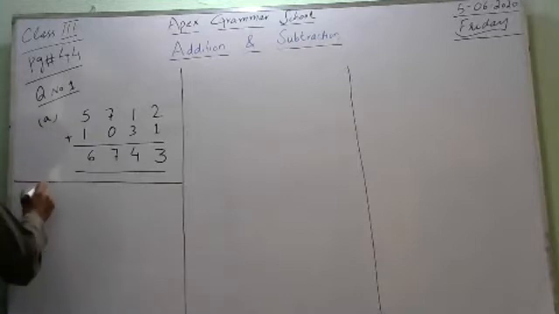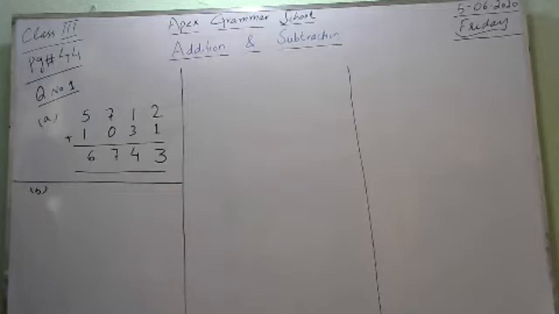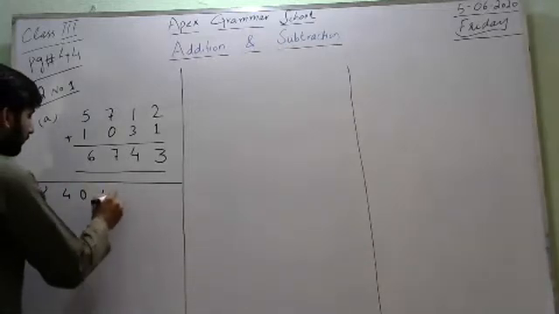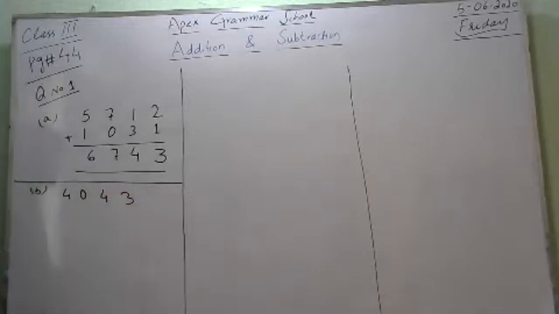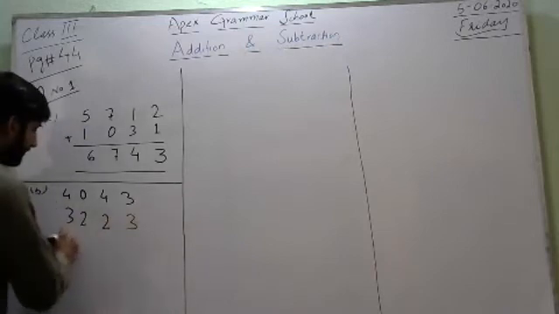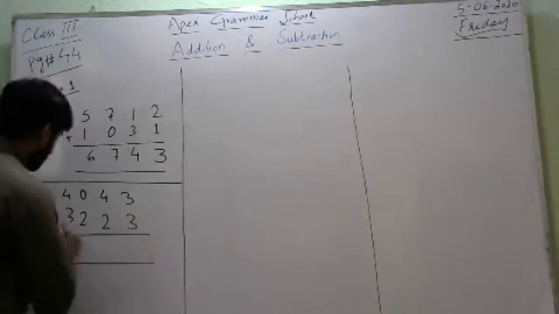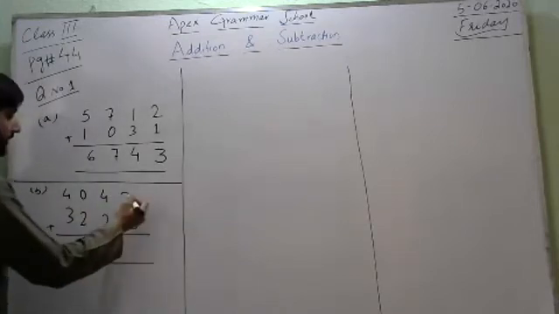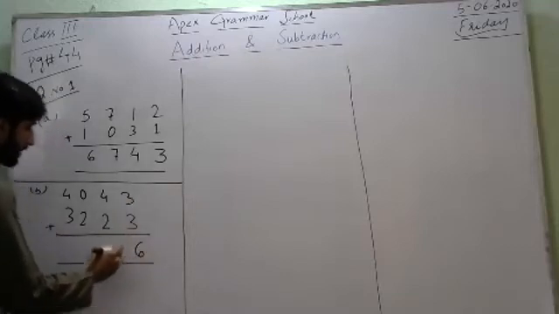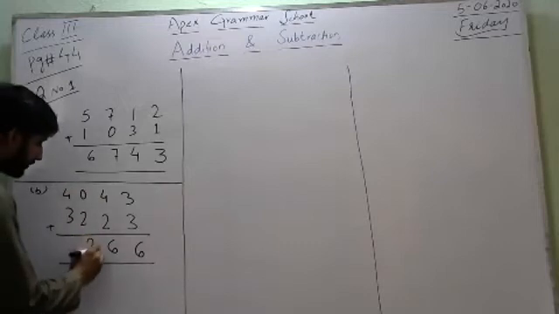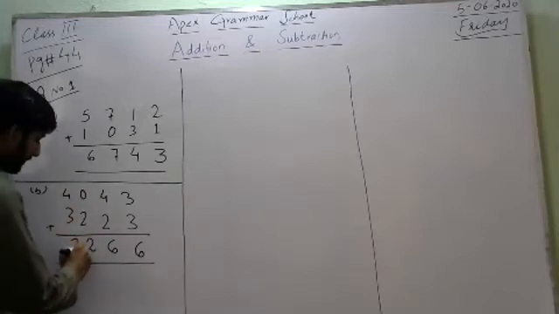B part of the same question, 4, 0, 4, 3. And the next number is 3, 2, 2, 3. Addition. Once again, from extreme right side, 3 plus 3, this is 6. 4 plus 2, 6. 0 plus 2, this is 2. And 4 plus 3, 7.